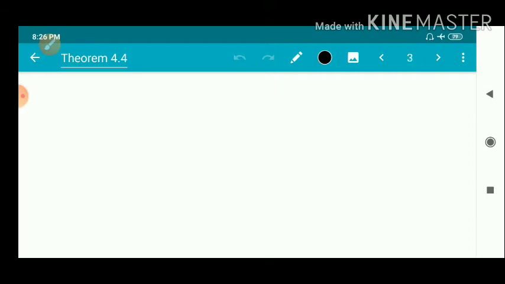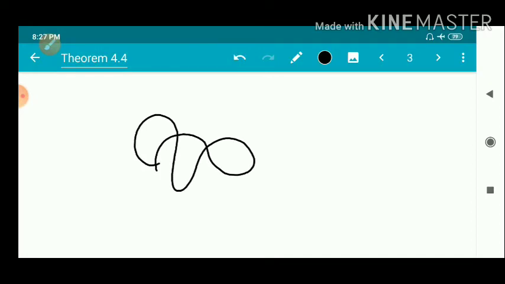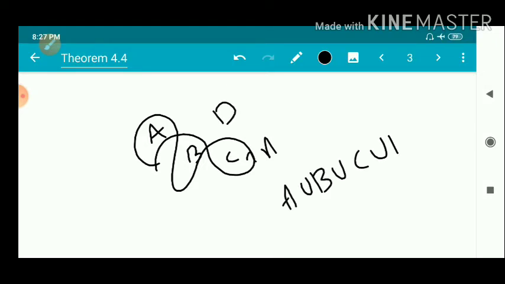And if gamma is like this, and this is gamma, the complement of gamma can be expressed as A, B, C and D. That is, it is the union of A, B, C and D, four disjoint regions, and these four regions are called the components of the complement of gamma and are also known as the regions determined by gamma.